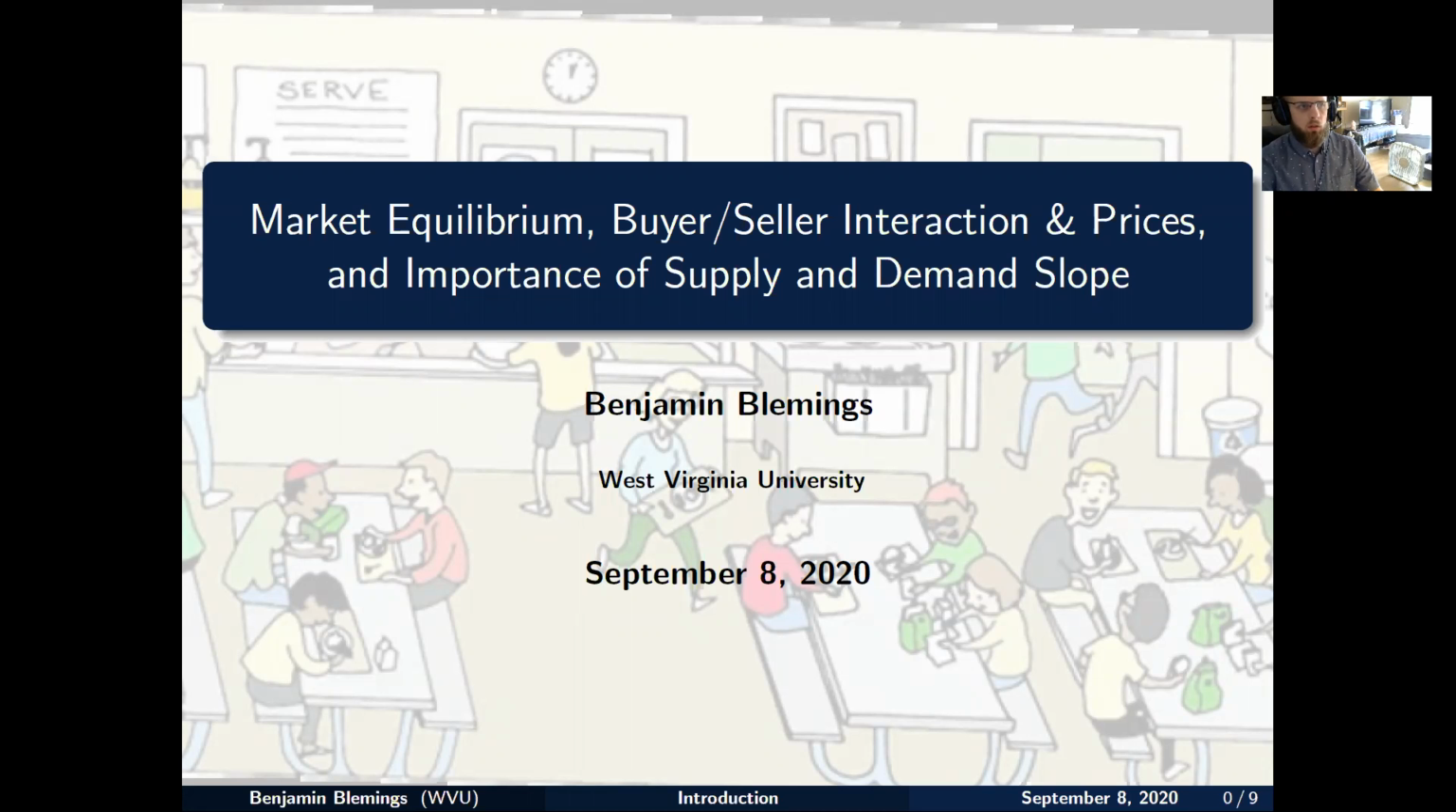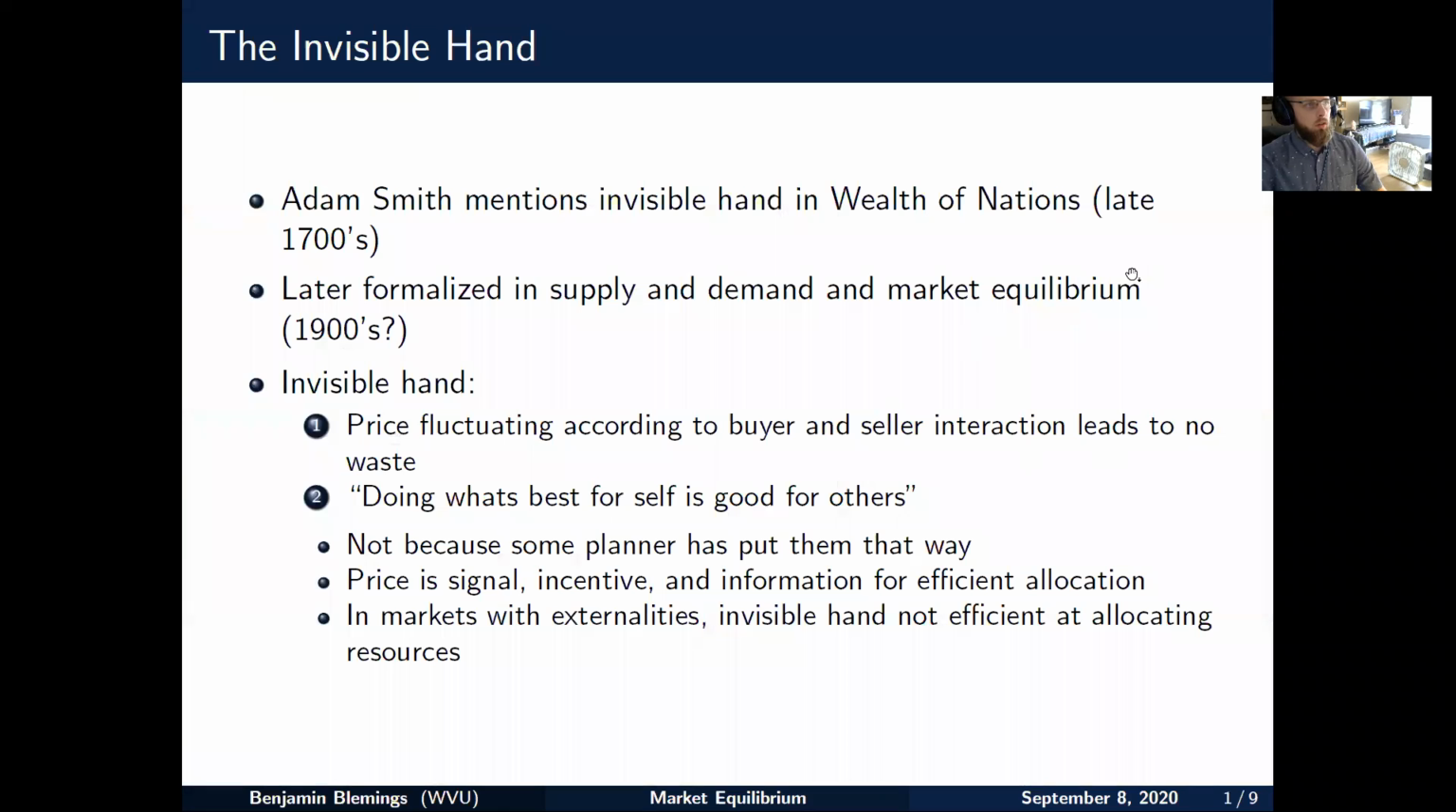Today we'll talk about market equilibrium, price formation, and the importance of supply and demand, and the slope of those two curves. So we'll start with a little bit of background on the invisible hand. Adam Smith mentioned this in the Wealth of Nations. It is later formalized in supply and demand and market equilibrium. You'll hear this called neoclassical economics sometimes.